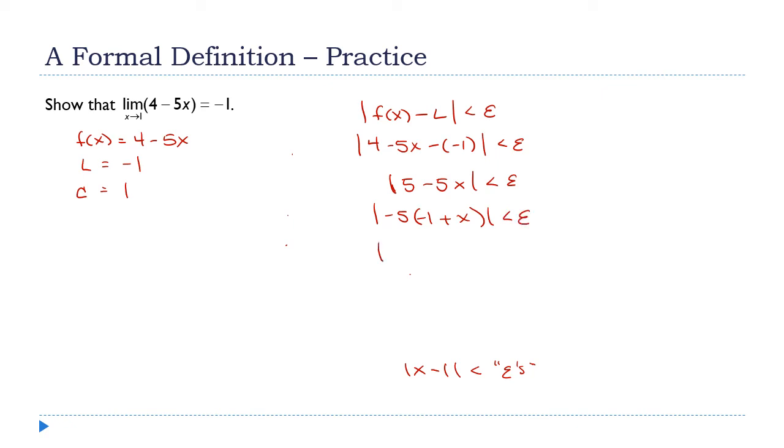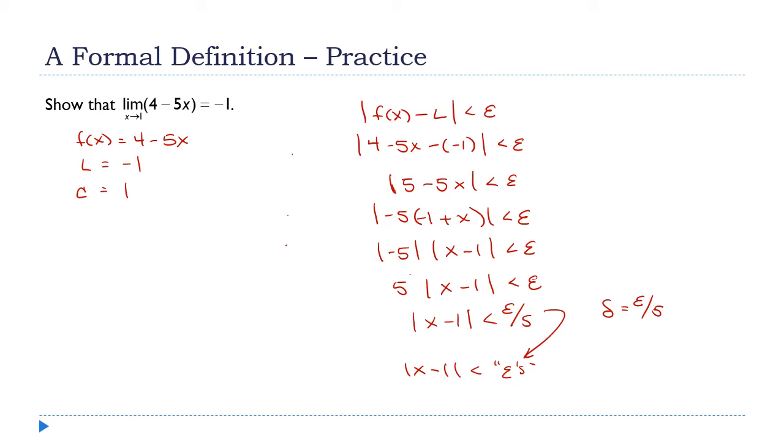Now let's split them up. Absolute value of minus 5, and I can flip these, make this the absolute value of x minus 1 less than epsilon. And the absolute value of minus 5 is just 5. So this is 5 times the absolute value of x minus 1 less than epsilon. And look, see where we're about to end up? Divide both sides by 5. The absolute value of x minus 1 is less than epsilon over 5. And that epsilon over 5 is my delta.